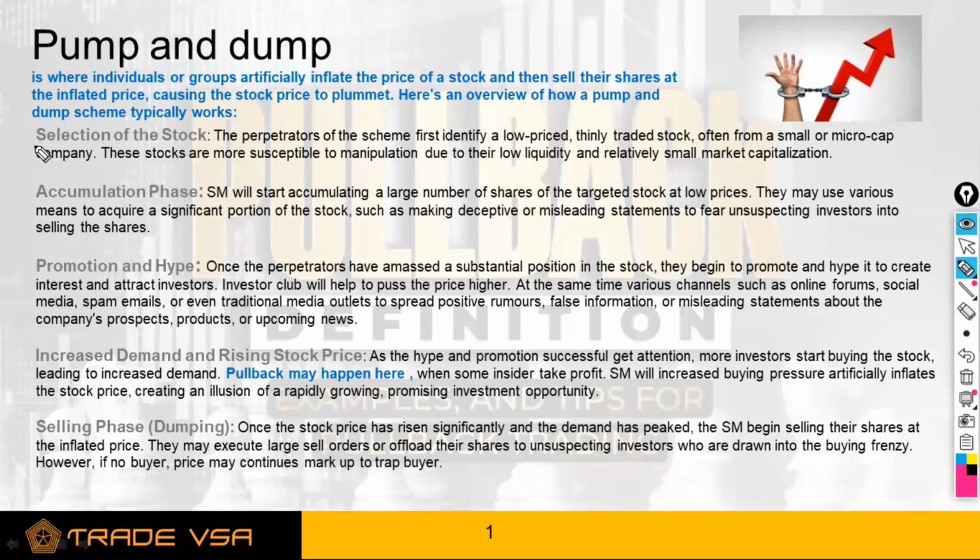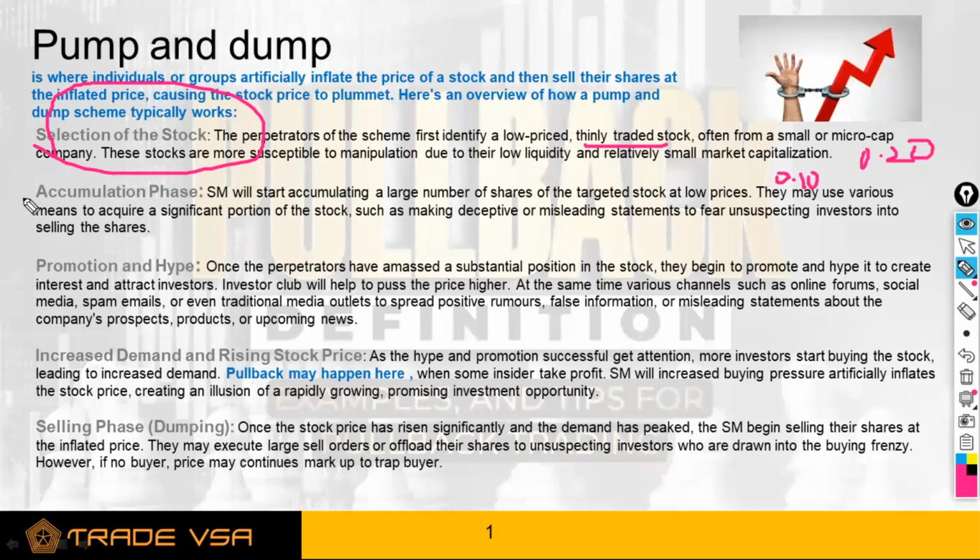Usually we will share more on the selecting of a stock, how they select a stock to do this type of activity. That's why you should concentrate on these tiny traded stocks. Sometimes the stock is below 10 cent or below 20 cent, so it will be easily manipulated.